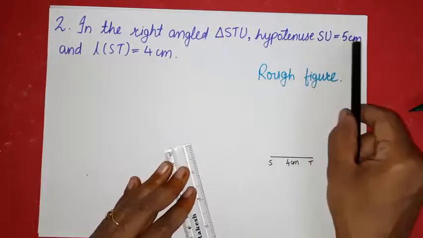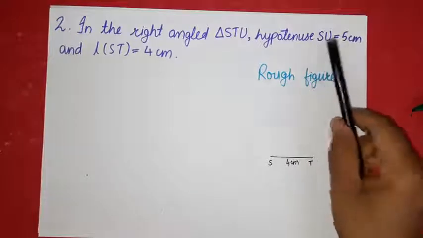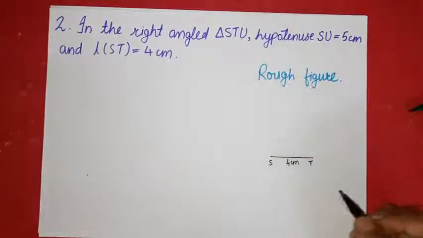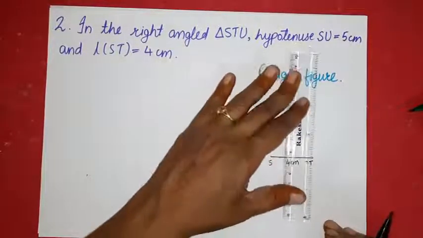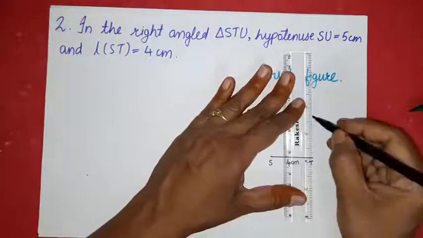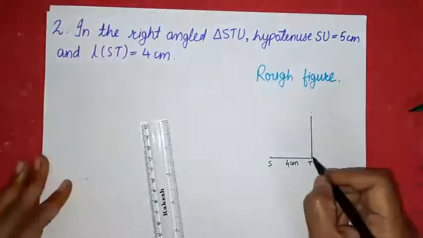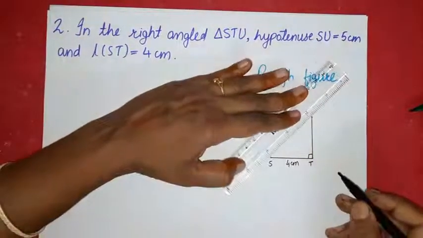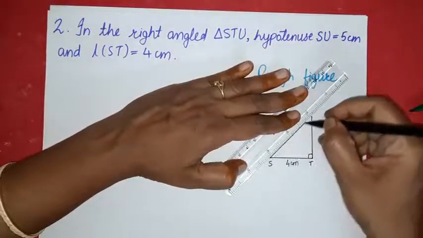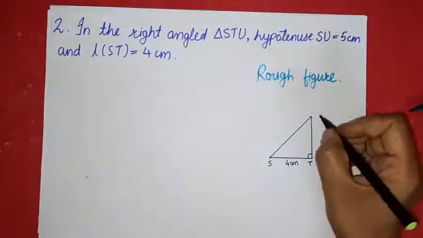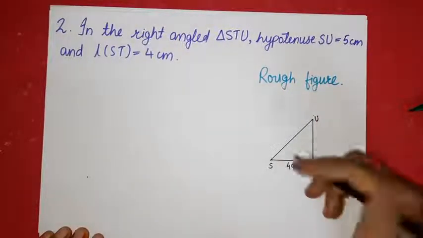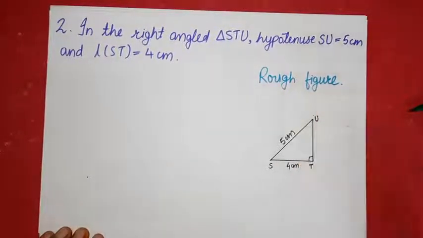Now segment SU is 5 centimeter. It means from SU you will draw the hypotenuse. Therefore the right angle will be at vertex T. So we will draw the right angle at vertex T. So show the symbol of the right angle. Now join this. This is the vertex U. So this is the hypotenuse. It is of 5 centimeter.